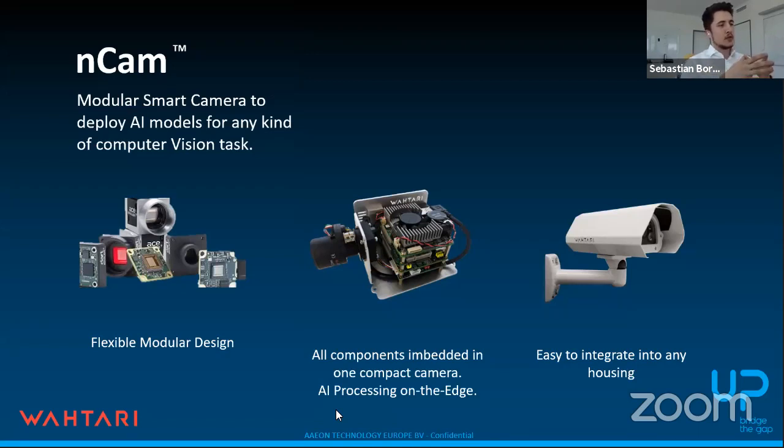So for example, for ANPR, we use lower resolution image sensors compared to the quality control sector, where we use higher resolution ones. So depending on the application, we can modify our smart camera. And all of the components that you need in order to inference the AI model on the edge are included in the smart cam. So in our nCam, there's no connection necessary to a cloud service or something like that. All the processing happens inside the camera. And it has such a small form factor that it's very easy to integrate it into any kind of housing.